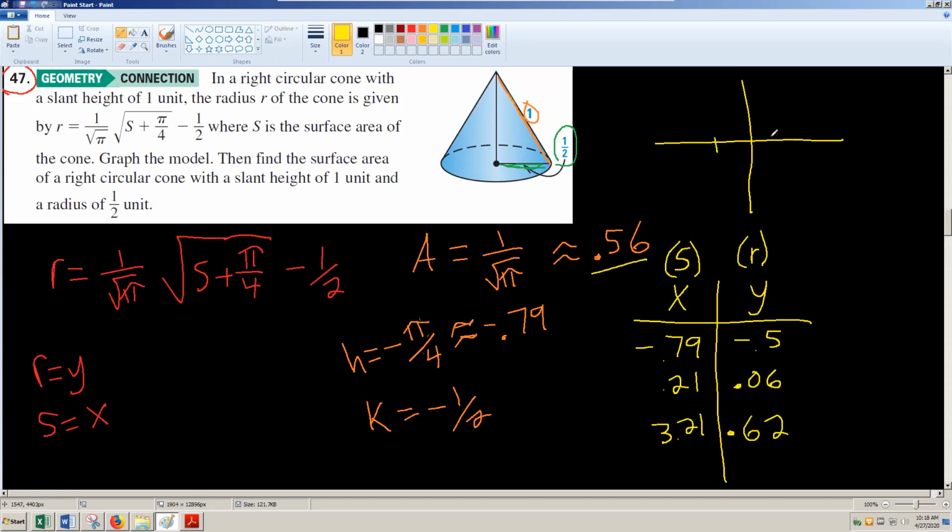So again, I'm going to have a pretty hard time of actually graphing this remotely accurately, but that's okay. -0.79, -0.5, something like that. From here, I'm going to go to 0.21 and then 0.06. So somewhere like that. And then from here, I'm going to go to 3.21 and then call it 0.62. So somewhere like that. And this thing is opening up like that. So that's this problem in a nutshell.